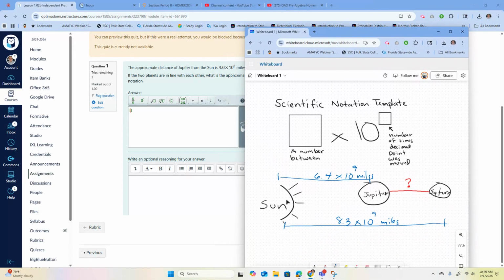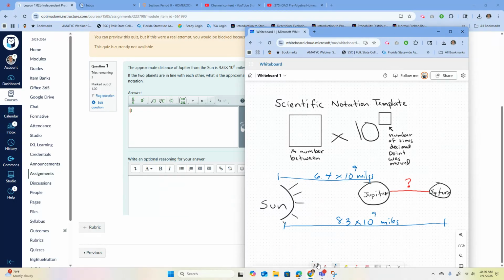So here's the sun, here's Jupiter. Imagine the distance between the sun and Jupiter is 6.4 times 10 to the 9th power. Remember, this number is written in scientific notation, which is basically the template that I have up here. We are writing large numbers in a different way. Okay, 6.4, you can see that will be the big box here. It's a number between 1 and 10.